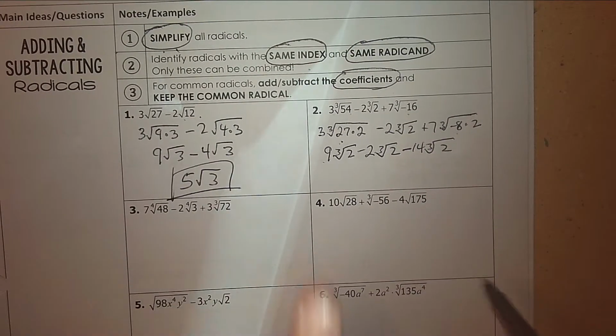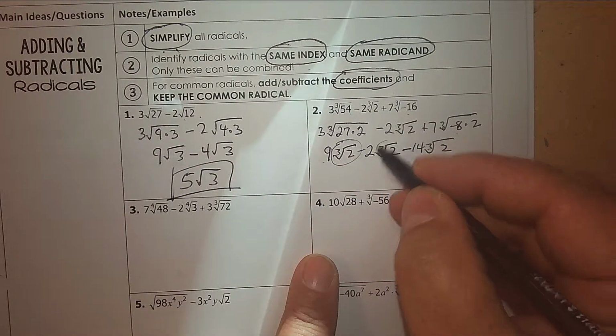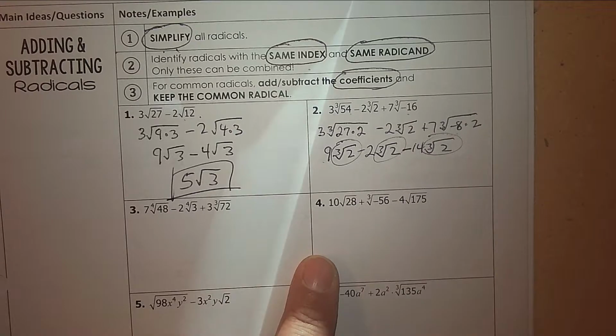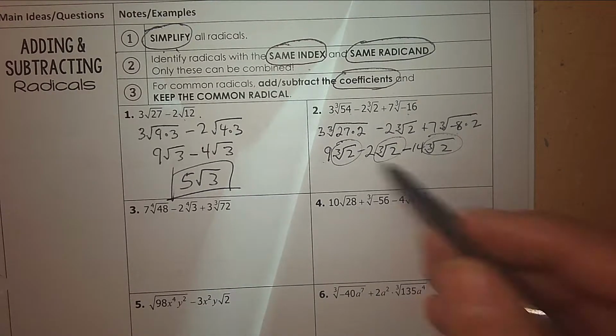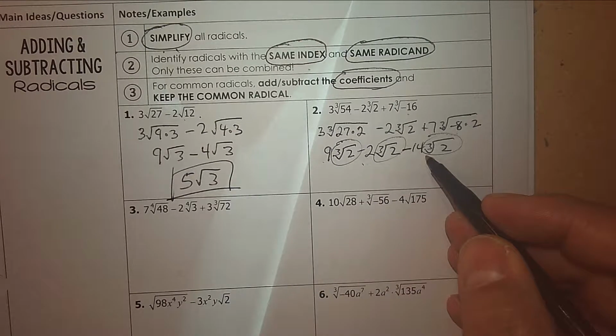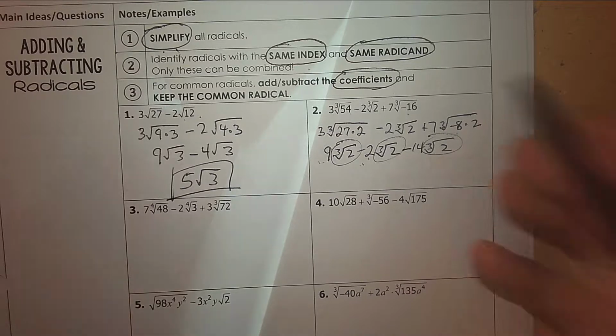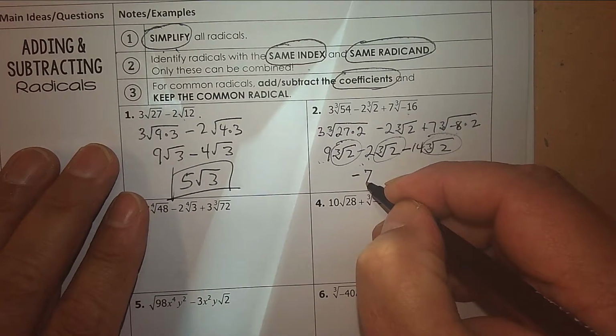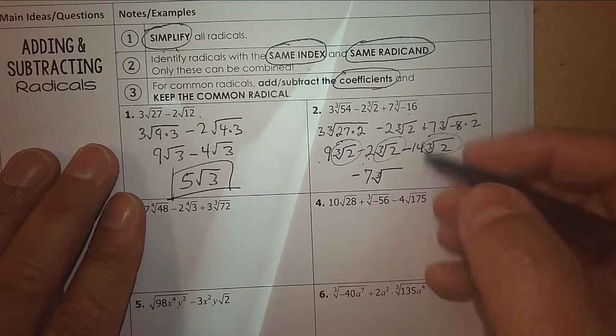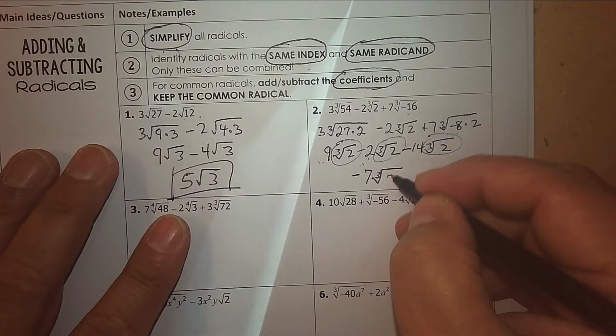Now, do all the radicals match exactly? Then the large numbers in front, the coefficients, we just add or subtract. So 9 take away 2, take away 14. And that gives us the answer. So 9 take away 2 is 7. 7 take away 14 is negative 7. So the final answer is negative 7 cube root of 2.